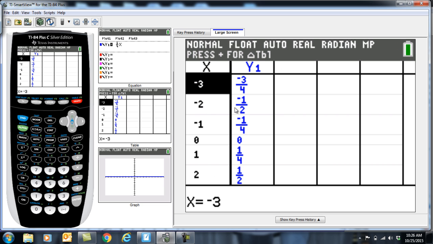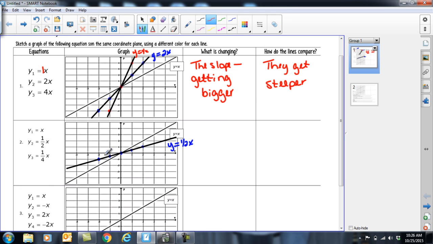We'll start at -2. Well, at -2, it's at 1/2. At -1, it's at 1/4, which is kind of hard to squeeze in there. Then it's at 0. Then at 1, it's at 1/4, and at 2, it's at 1/2. And so again, we'll make our line, and we're going to label it. This one is y equals 1/4 x.